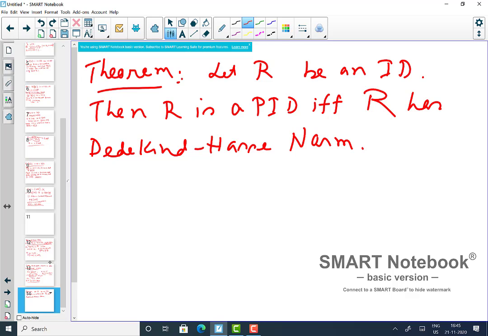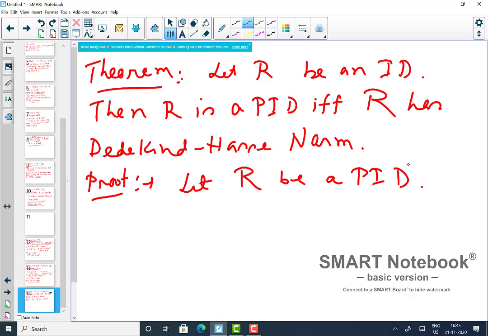Okay, so the proof. See, there are two parts of the proof. Which one should we prove first? Let me prove this: assume that R is a PID, a principal ideal domain. Then actually we can say more. Not only do we have a Dedekind–Hasse norm, we have a Dedekind–Hasse norm which has the multiplicative property. More than that, we can say that.